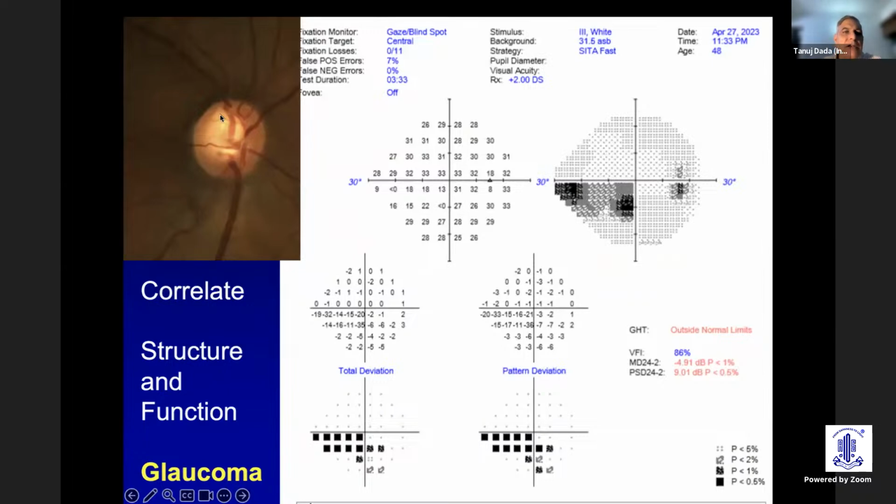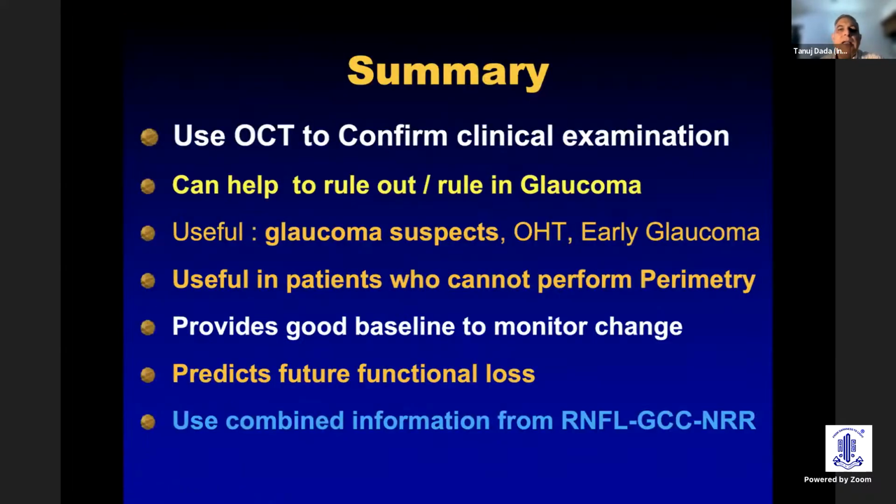So superior notching and inferior visual field defect, that is a proper correlation for diagnosing glaucoma. So to summarize, use OCT to confirm clinical examination.